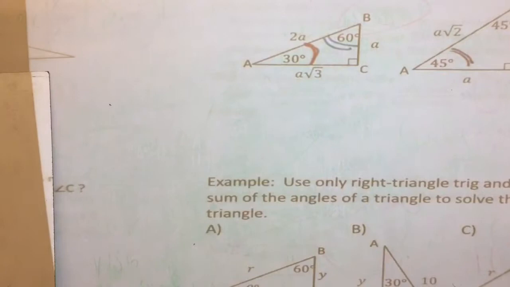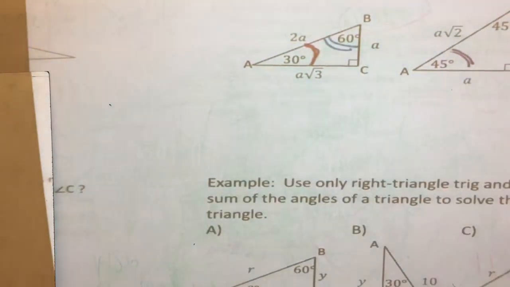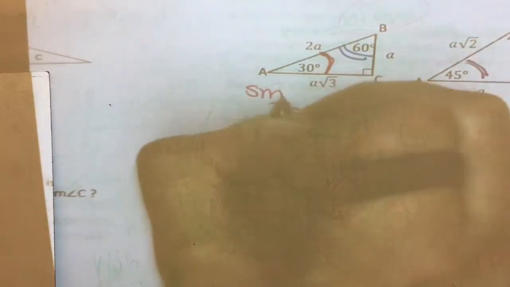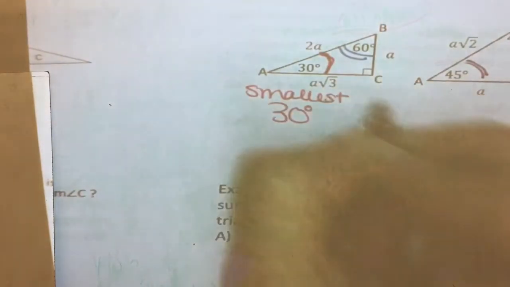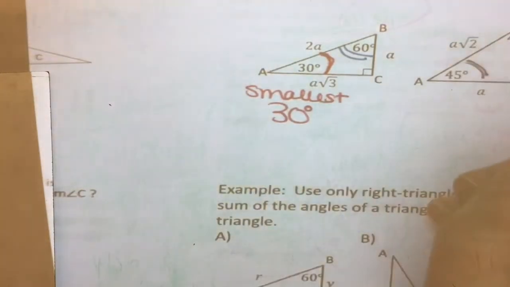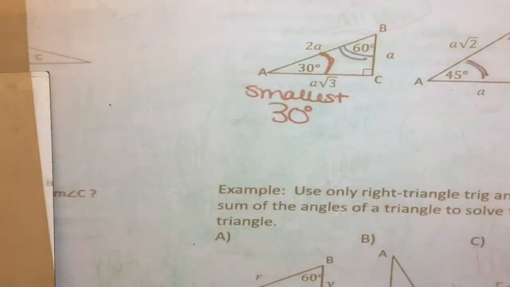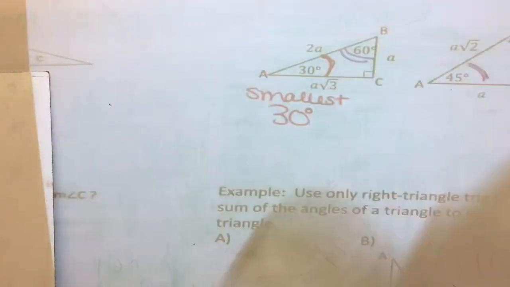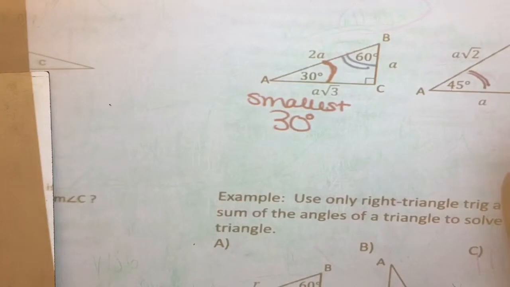I want to put them in order, just the 3 numbers, from least to greatest. Which one is the smallest of the 3 special angles? 30. Okay, so 30 is the smallest. Which one is the largest of those 3 angles? 90. That's not one of the 3, but I'll put that down also. So 90 is the largest.